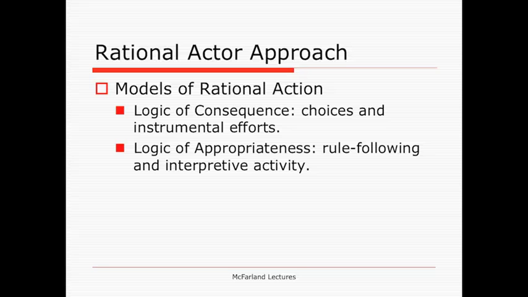Jim March describes two general classes of organizational decision-making, or logics of decision-making as he calls them. The first is the logic of consequence, or rational choice theory, and the second is the logic of appropriateness, what Graham Allison might call organizational process models, and others refer to as perhaps sense-making. The core distinction between these logics is that one is concerned with choices and instrumental efforts, and the other one is concerned with rule following and interpretive activity.